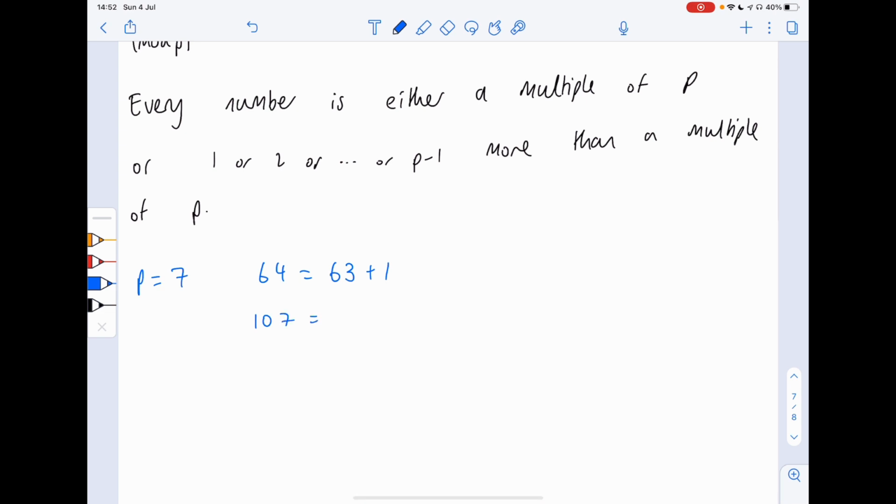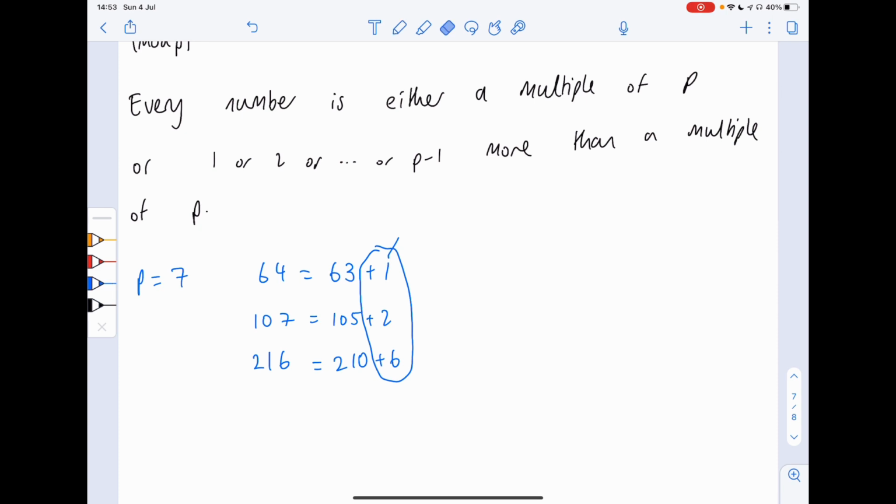107, this is going to test my mental maths. I think 105 is a multiple of 7, right? Because that's 15 times 7, so 107 is 15 times 7 plus 2. So that's 2 more than a multiple of 7. Maybe 216 is 210 plus 6, right? And this number on the end, we can always make sure that this is less than 7, right?